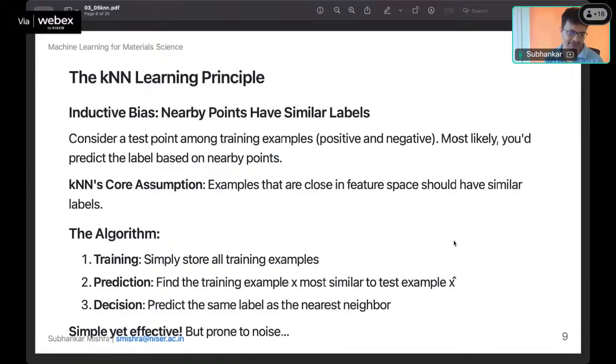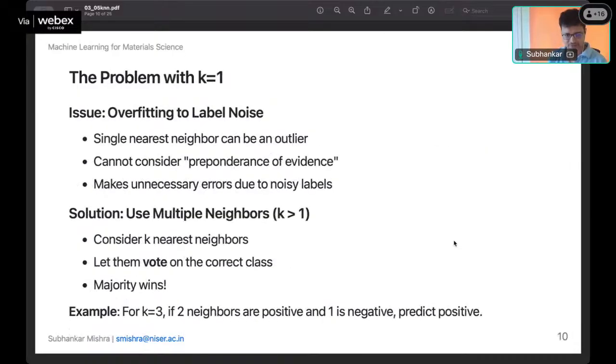The algorithm is super simple. Yes. And the only problem is it is prone to noise. We will look at it through the figures in some time. One of the issues is label noise and overfitting. We'll come back to it and try to formally define it in later classes.